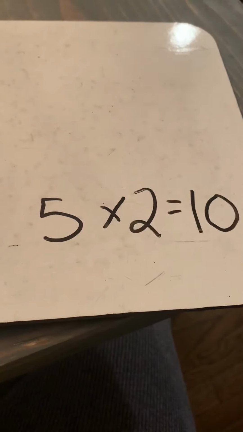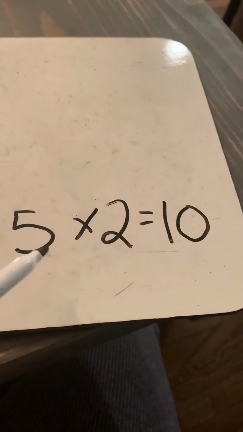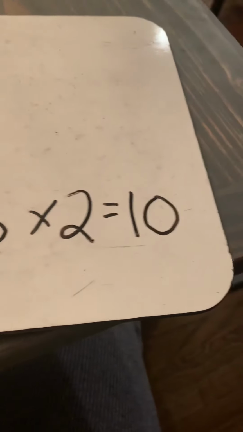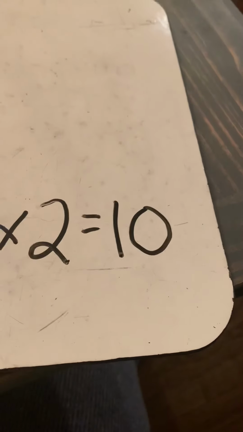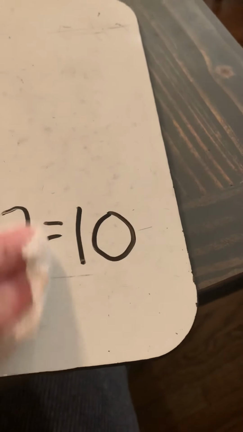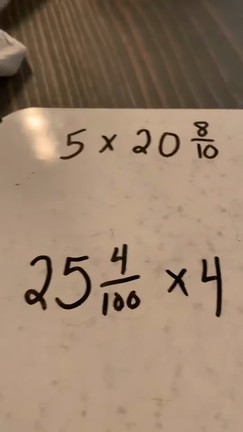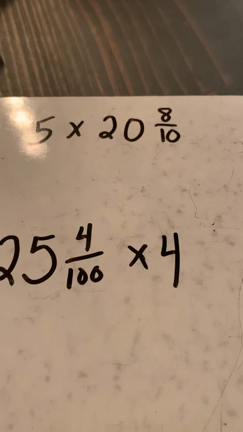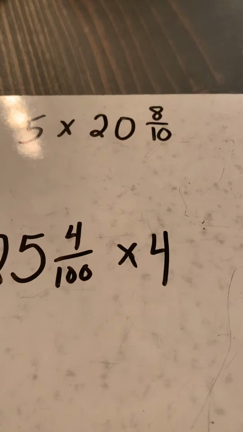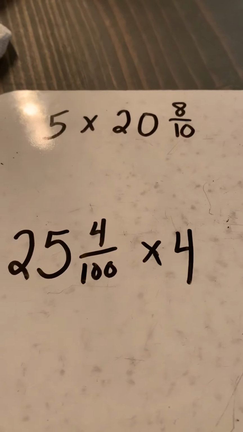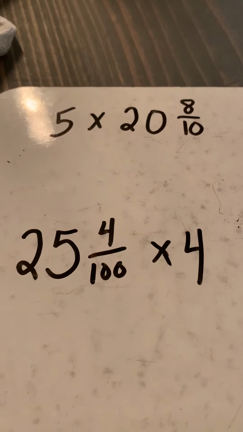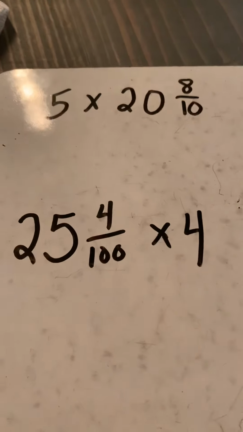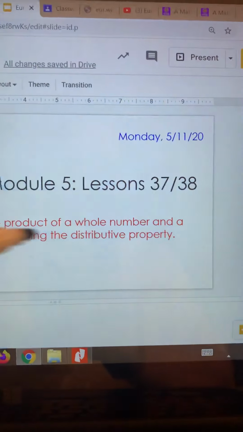So what does that mean? Well, 5 and 2 are factors. Those are the numbers that you multiply together. And when you get 10 as your answer, that's simply called your product. So the answer when you multiply is called a product. Just like the answer when you add is called the sum, and the answer when you subtract is called the difference. They all have names, right? The answer when you divide is called your quotient. Okay.